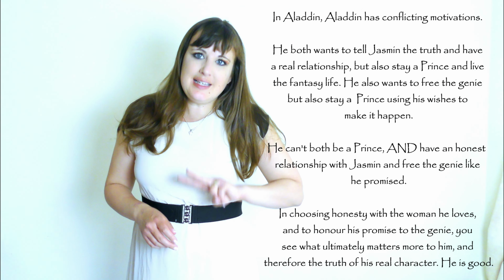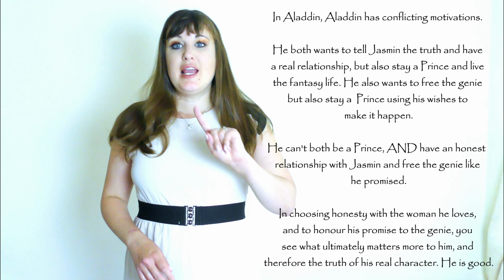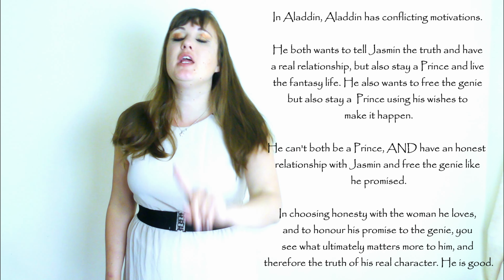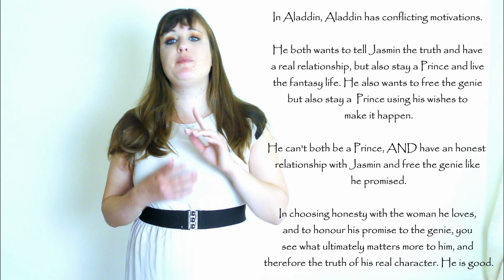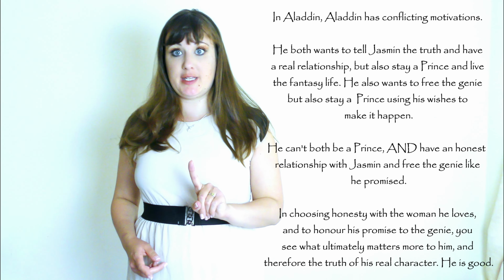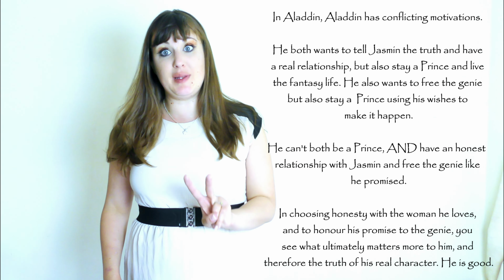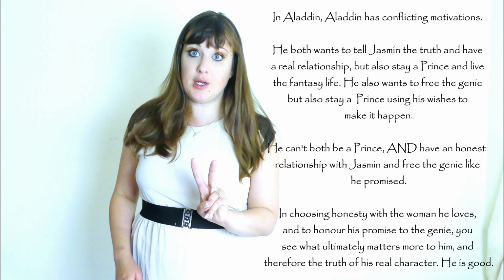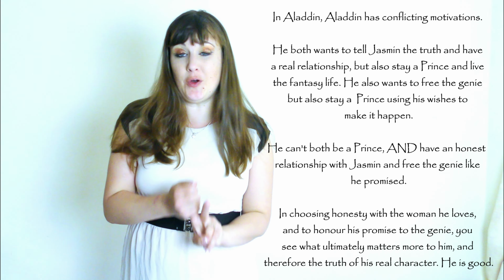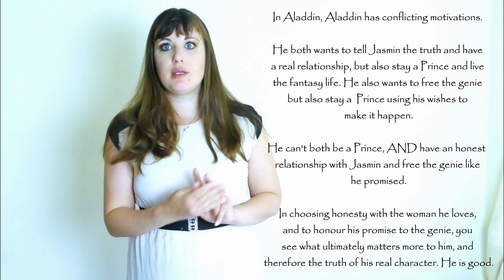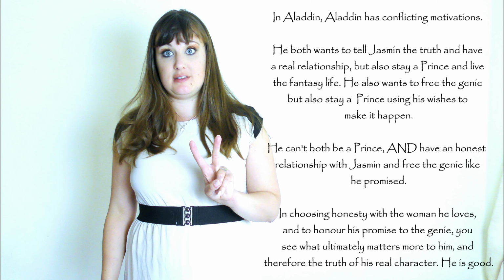For instance, Aladdin has conflicting motivations. He wants to have a real relationship with Jasmine. He wants to tell her the truth. He wants to be honest with her. He wants to be in love with her and have a real proper relationship. But he also wants to stay a prince and let her believe he's a prince. And he can't have both. He cannot both be honest with Jasmine and keep up the pretense he's a prince.